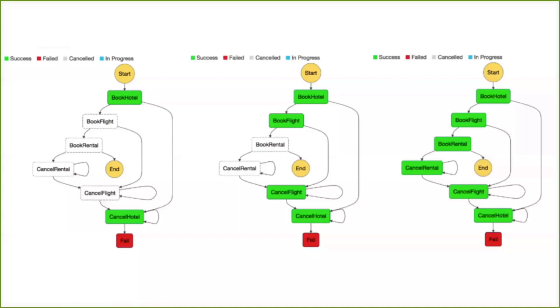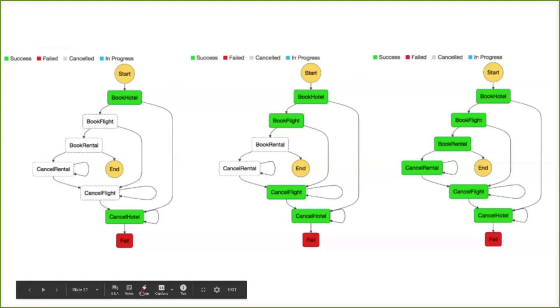For example, this is coming from the serverless lens. In this example, we have booking a hotel, booking a flight, and booking a rental. So imagine you try to book the hotel. If something goes wrong, you can basically cancel.